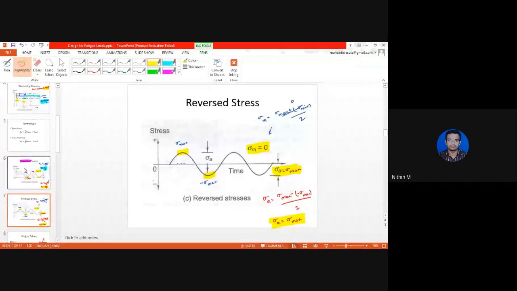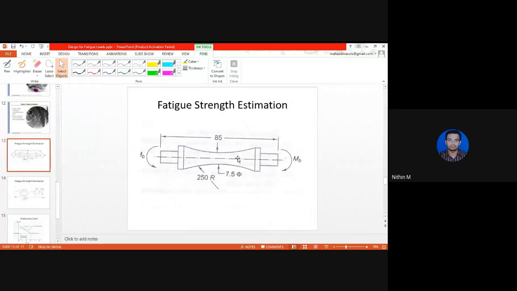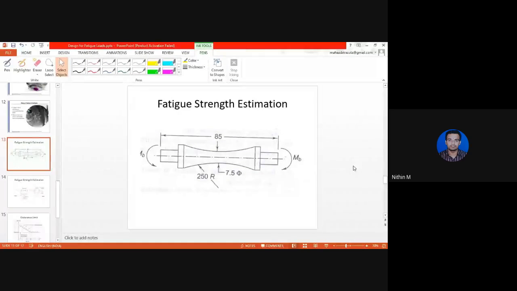Now what we will do, in the previous problems that we have solved, I was speaking about material property. Why do we need material property? So material property will indicate the strength of the material to resist a particular type of force.